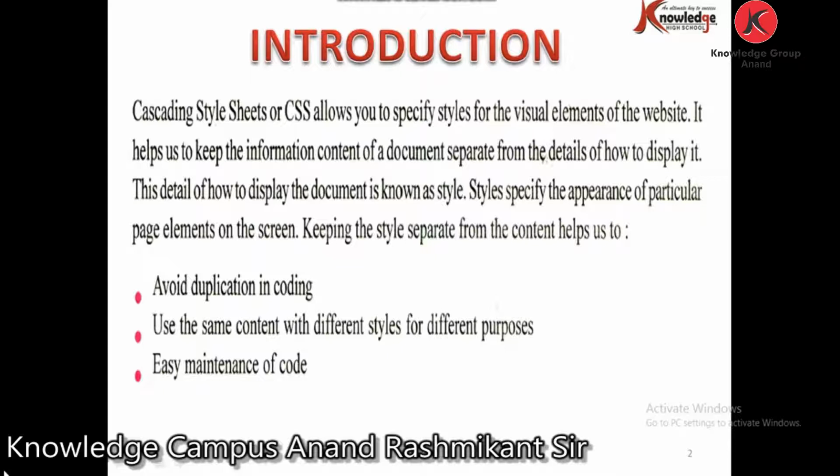Cascading style sheet, or CSS, allows you to specify style for the visual element of the website. It helps us to keep the information content of a document separate from the details of how to display it. This detail of how to display the document is known as a style. Styles specify the appearance of particular page elements on the screen.